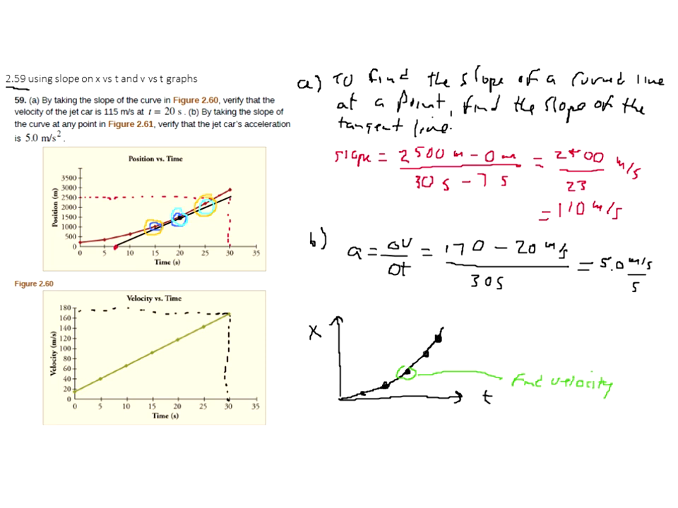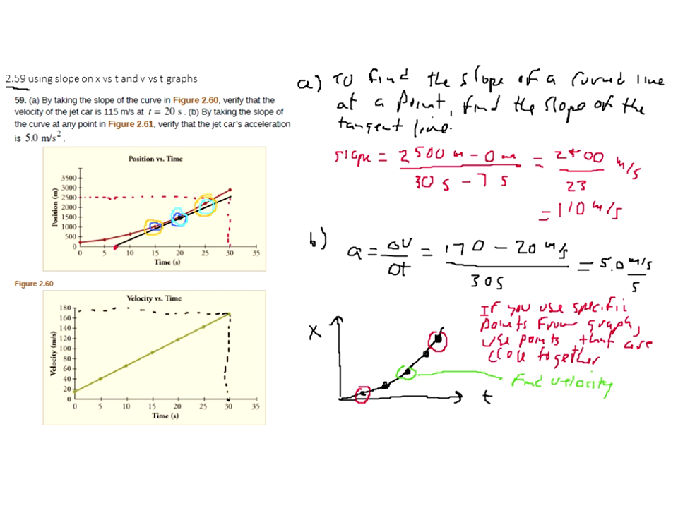And then Paul asks, well, can we just use the first and the last points? Depending on where the first and the last points are located, yeah, you could. If they're symmetric around the point that you want, then that would work out. But that wouldn't always work out. If you're going to use points from the graph, use points that are close together, and in fact, as close to the point in question as possible.